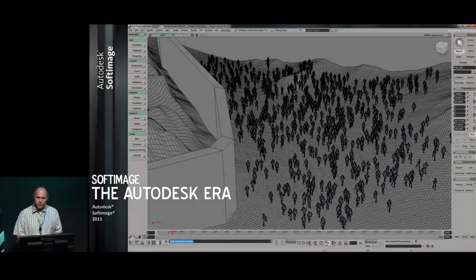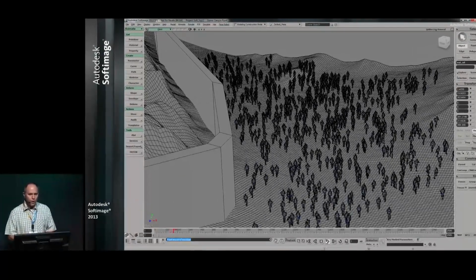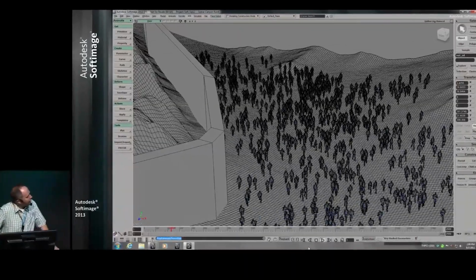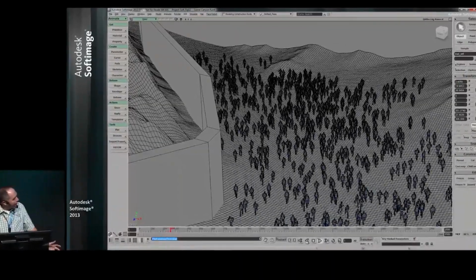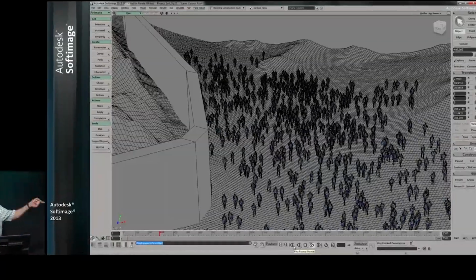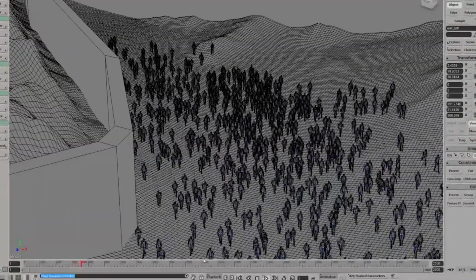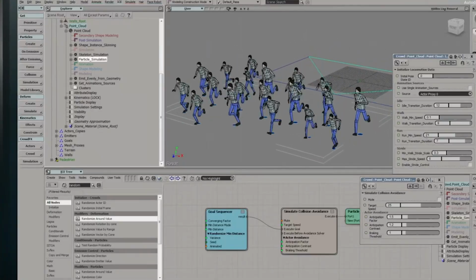I've got an awesome HP workstation. I got an NVIDIA Quadro 6000, so a lot of that's allowed me to get this kind of performance, but a lot of it is just the fact that Softimage is multi-threaded and it's got a lot of power under the hood. So 750 characters, all running, all simulating live in front of you at a pretty good frame rate, and I think that's pretty outstanding.